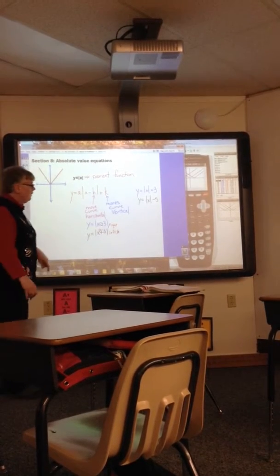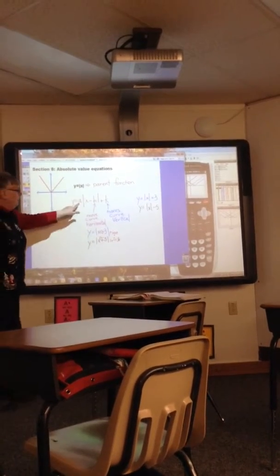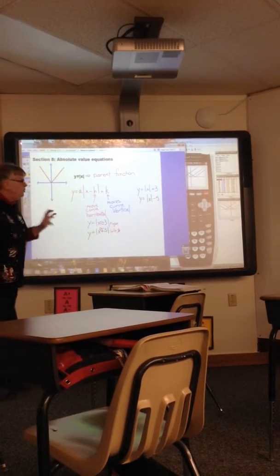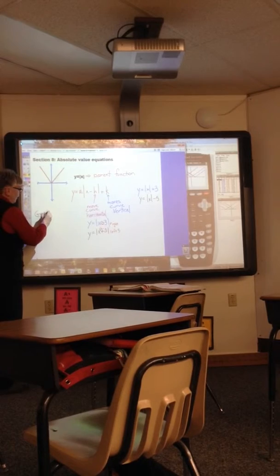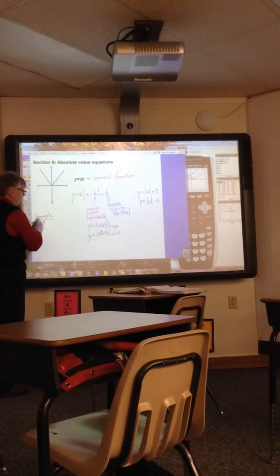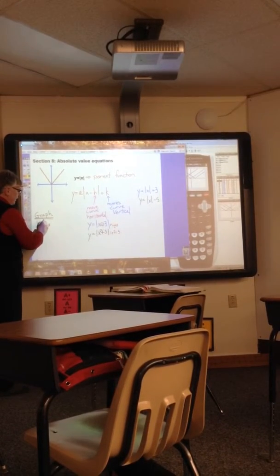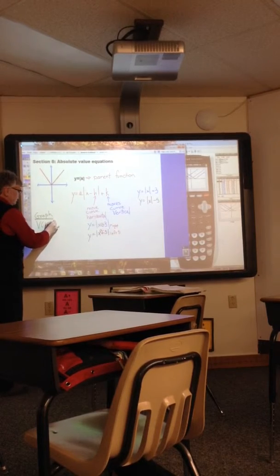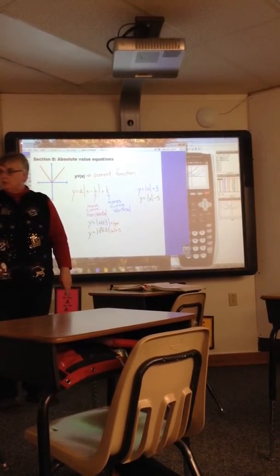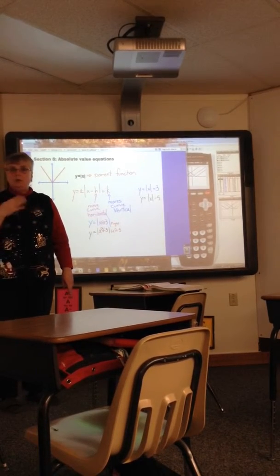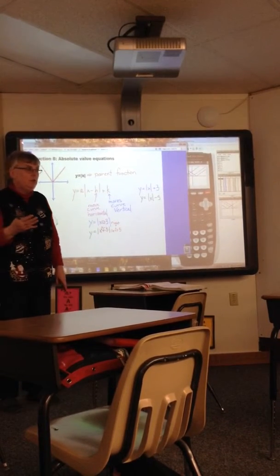Before we deal with A, there's a couple of things you need to remember about your graphs. When you graph, I am not going to ask you for the table, but you must give the vertex. You're going to use your graphing calculator to graph the equations. The calculator will do the tables for you, so you don't have to do that.